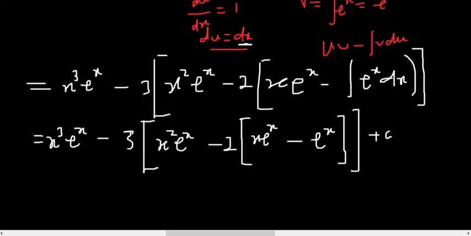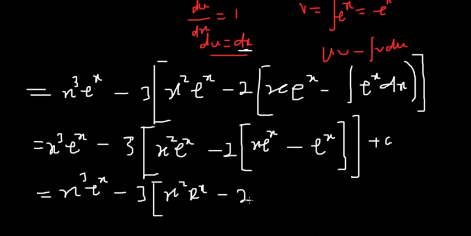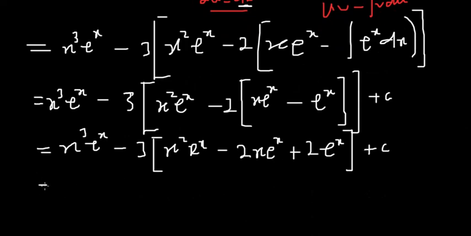Now let's proceed. So what we are left with is to just expand, do the expansion. So we have x exponent 3 e exponent x minus 3 out. So let's expand what's in the bracket first. So from here, when you multiply 2 by this expression, you end up with 2x e exponent x, and then plus 2e exponent x, okay, and then you add your constant, which is c.